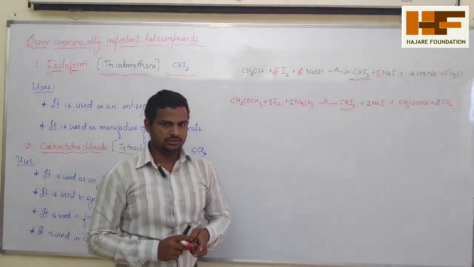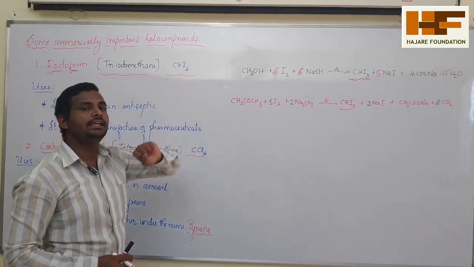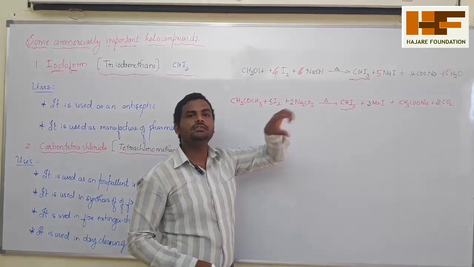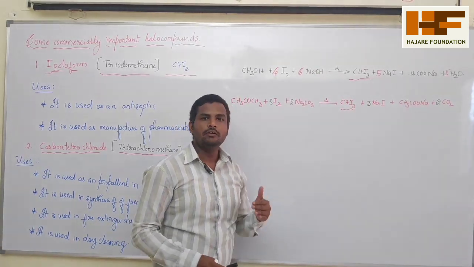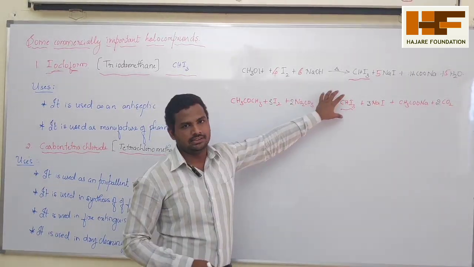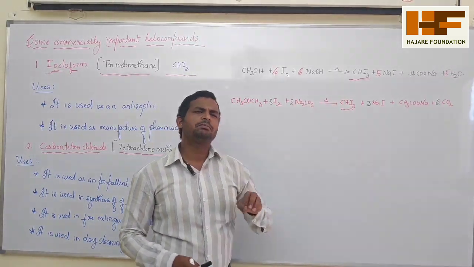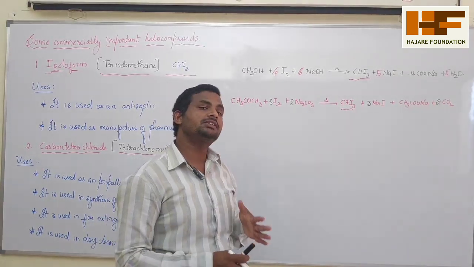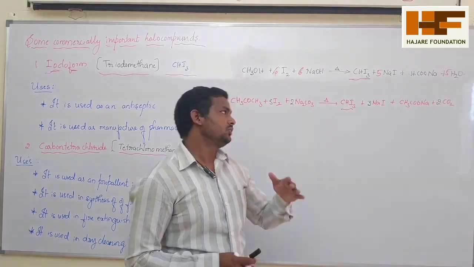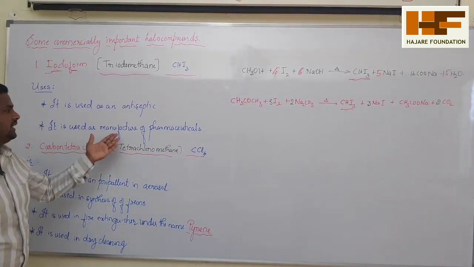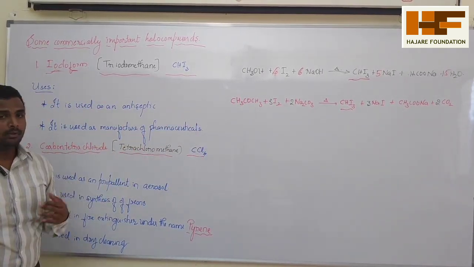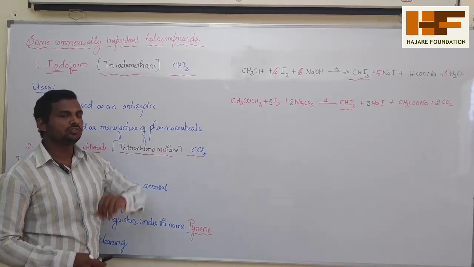Come to the uses. This iodoform is widely used as an antiseptic because it liberates free iodine. But it has a very unpleasant smell, so nowadays it is replaced by some other compounds. The second use is in the manufacture of pharmaceuticals. So this is the first one.